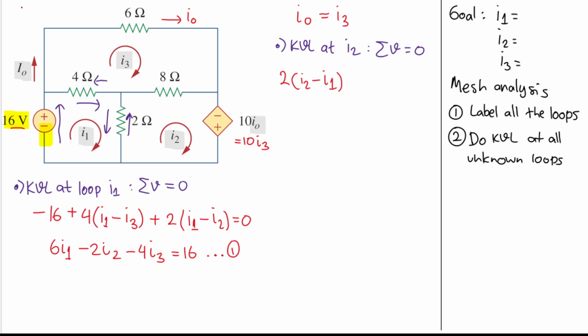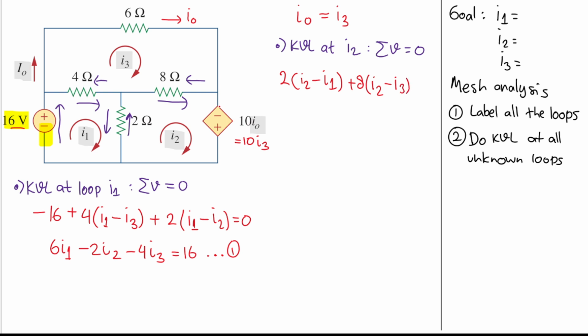And then let's move on to this 8 ohm resistor. I2 flows there, but here I also have I3 flowing there. So we will have plus 8. Remember, we are working on I2, so I2 always comes first. And here I3 is flowing in the opposite direction, so we'll have minus I3.